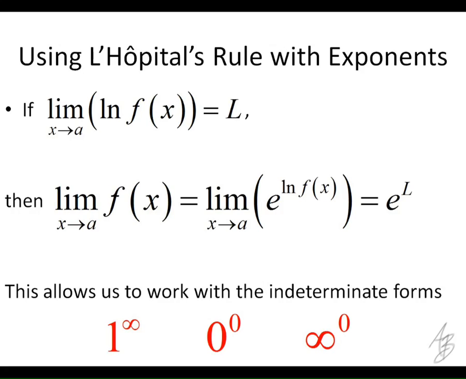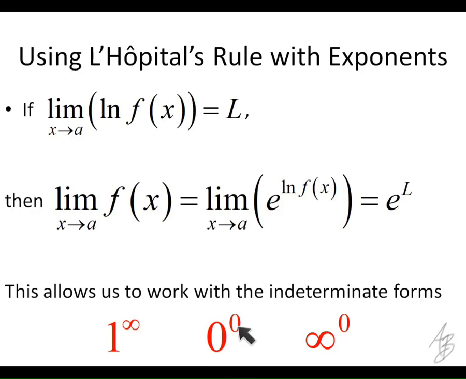It allows us to work with these indeterminate forms: 1 to the infinity, 0 to the 0, and infinity to the 0. So 1 to the infinity is indeterminate because 1 to any power is 1, although understand that when we're doing limits, we're looking at numbers that approach 1 and are not necessarily equal to 1. So any number that is not equal to 1 to the infinite power is going to be infinity. So if we're looking at numbers that approach 1 to the infinity, we've got a conflict there, and we don't know which one's which.